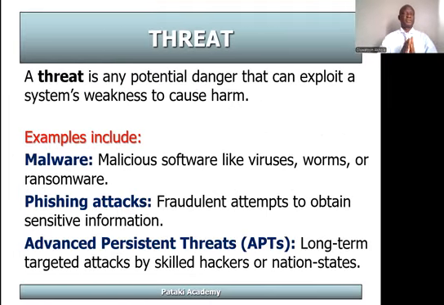What is a threat? A threat is any potential danger that can exploit a system weakness to cause harm. Examples of threats: we have malware. This is malicious software like virus, worm, and ransomware. Phishing attack. This is a fraudulent attempt to obtain sensitive information from your system, your database, and so on. Advanced persistent threat is a long-term targeted attack by a skilled hacker or nation state.